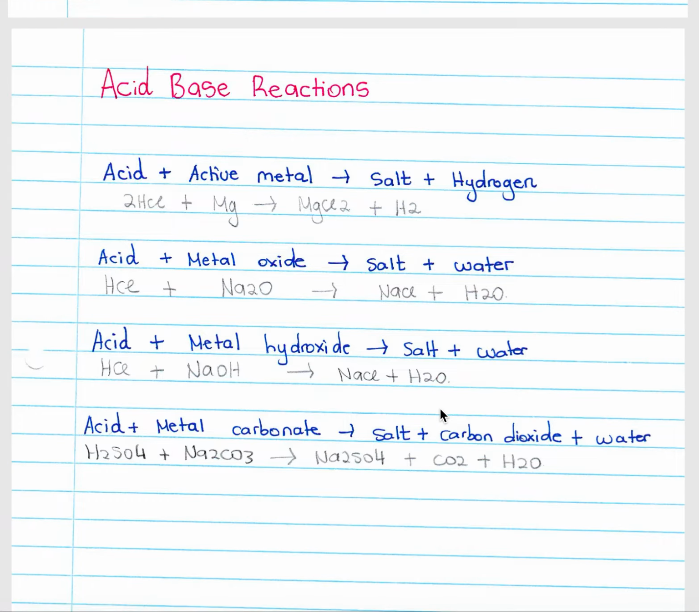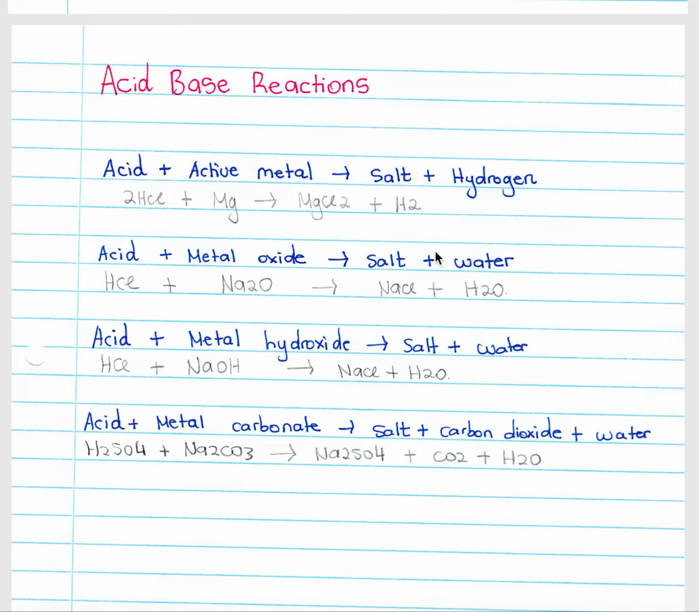Now if we look at acid-base reactions, which form a large part of this section, you will need to know every one of these reactions off by heart. You will need to know that an acid plus an active metal, such as HCl plus magnesium, will form a salt, MgCl2, and hydrogen. You will need to know that an acid plus a metal oxide, such as HCl plus Na2O, will form a salt, NaCl, and water, H2O.